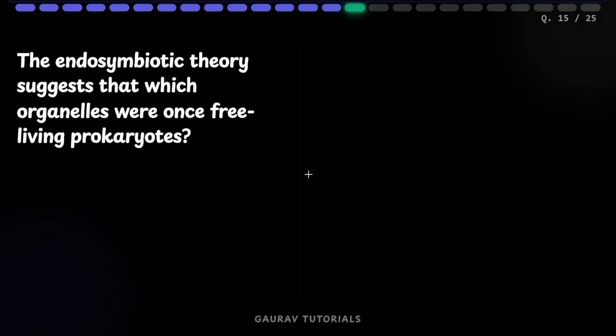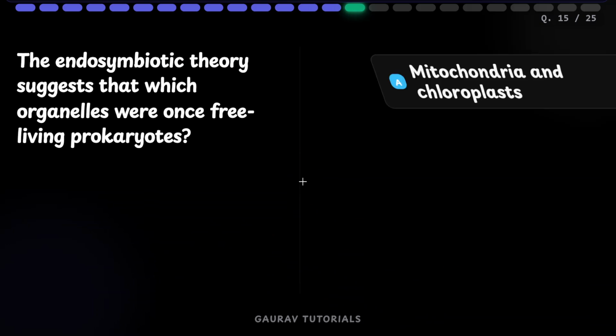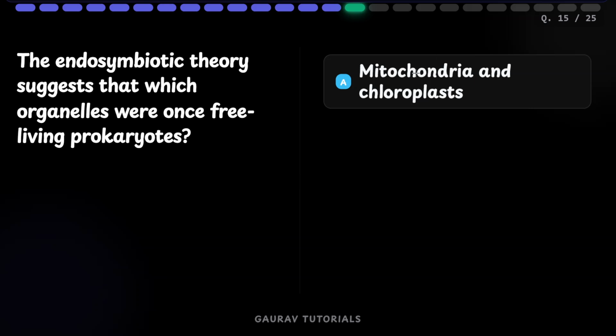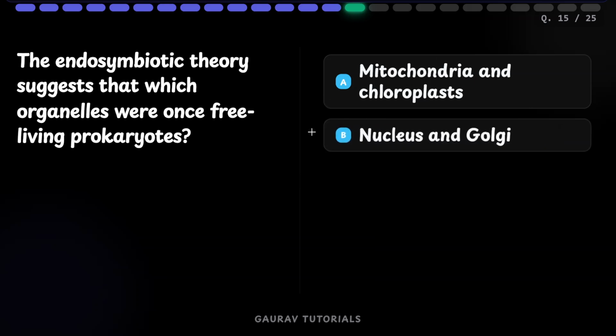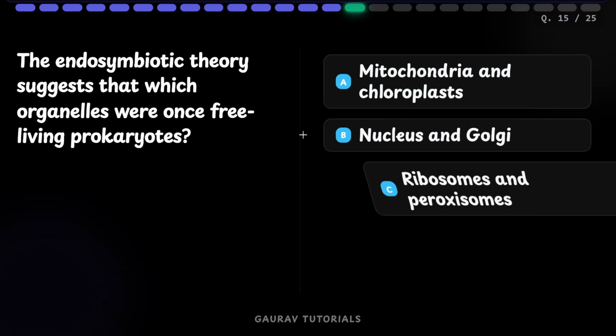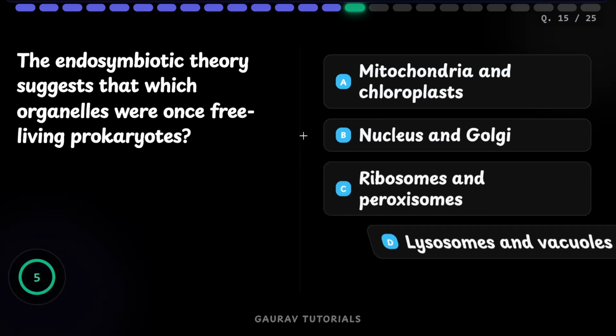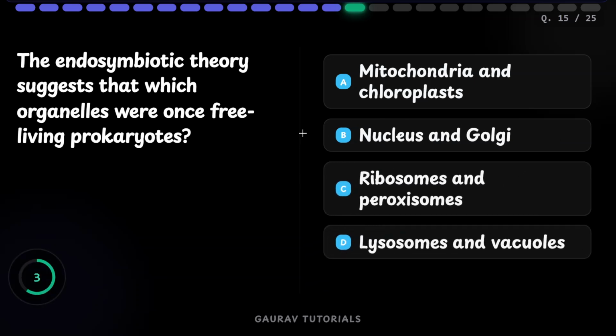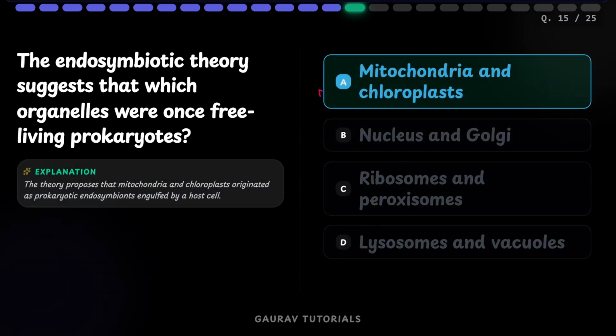Question number 15. The endosymbiotic theory suggests that which organelle were once free living prokaryotes? Option A, mitochondria and chloroplast. Option B, nucleus and Golgi. Option C, ribosomes and peroxisomes. And option D, lysosomes and vacuole. The correct answer is A, mitochondria and chloroplast.